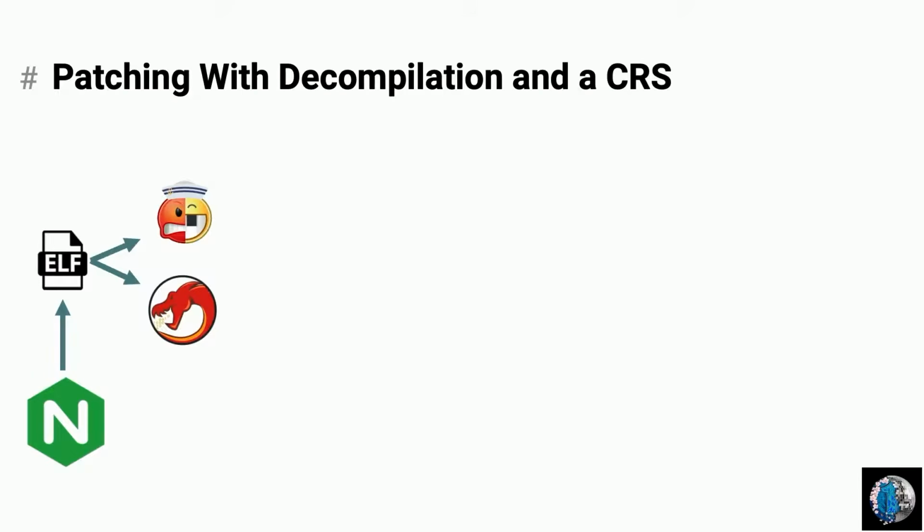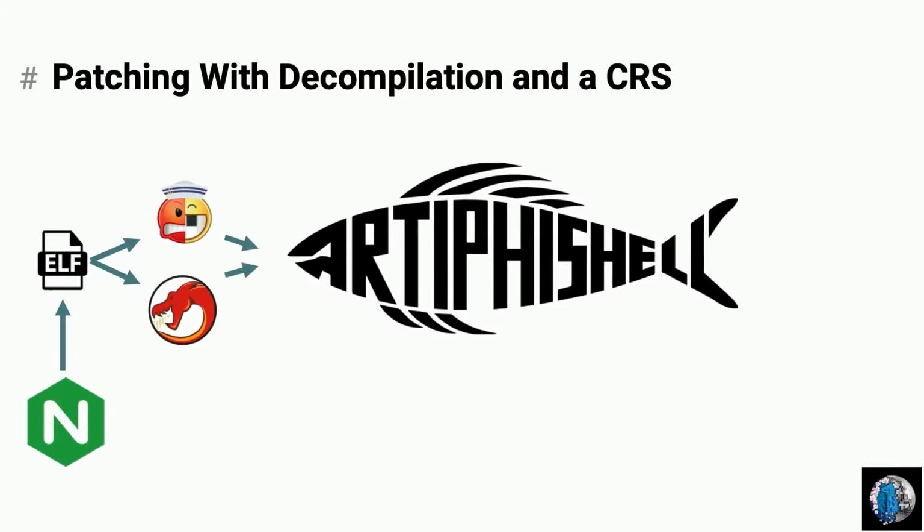We take both of these. We take the CRS you might have on hand, which would be artificial, the CRS. You give that CRS these two decompilations, and you say: find the bugs, patch the bugs. And it should generate you patches, right? So here is the case study on one example.